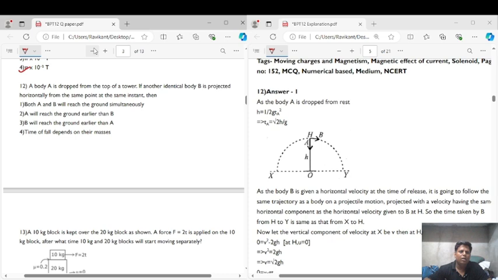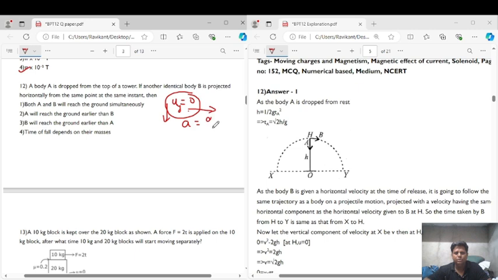Now, a body A is dropped from the top of a tower. If another identical body B is projected horizontally from the same point at the same instant, then see what is being done over here. A body is being dropped, so here the initial velocity is equal to 0. Another body is thrown horizontally. In that case also the velocity in y-axis, you can write it as uy, is equal to 0 in both the cases, right?